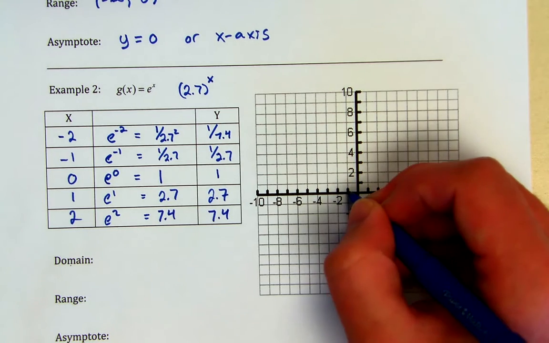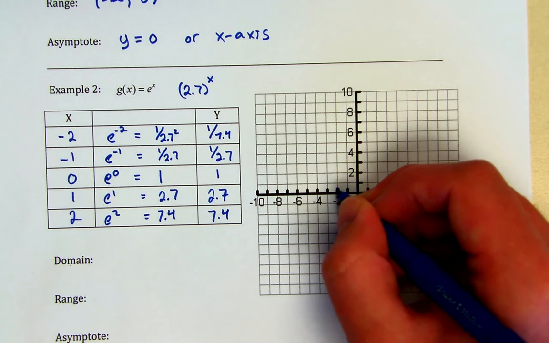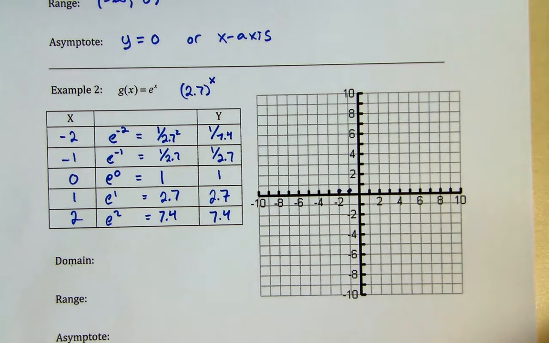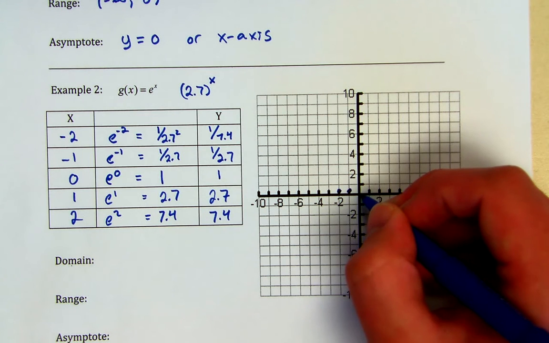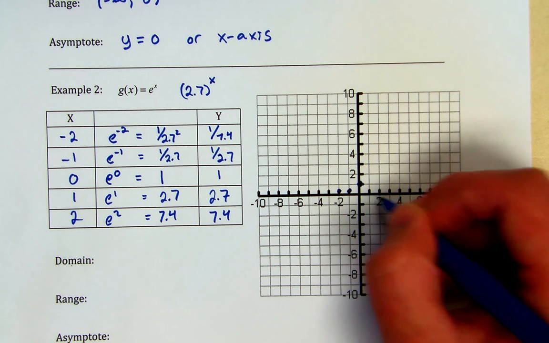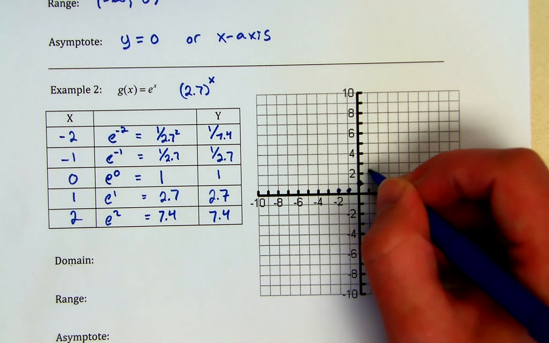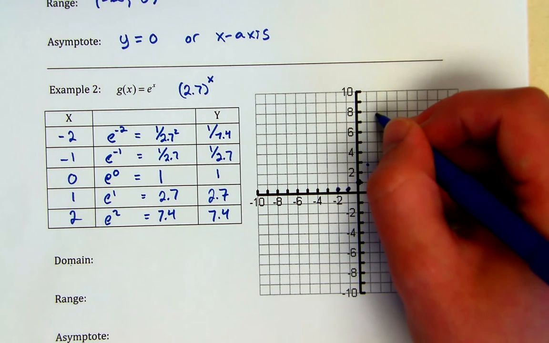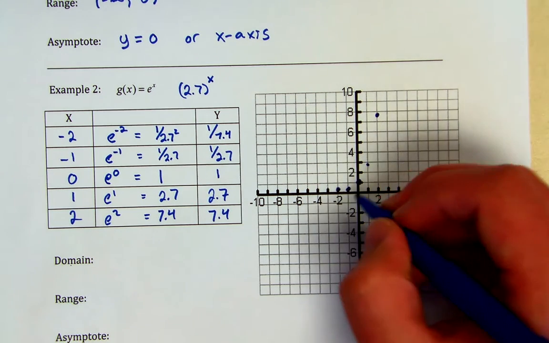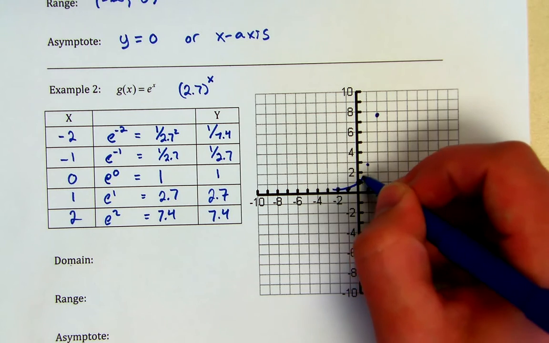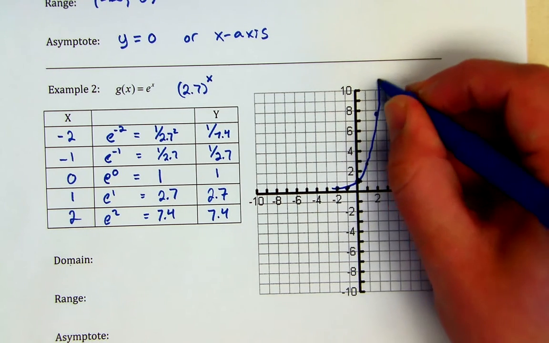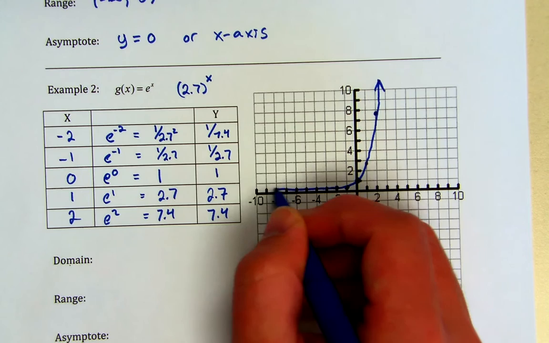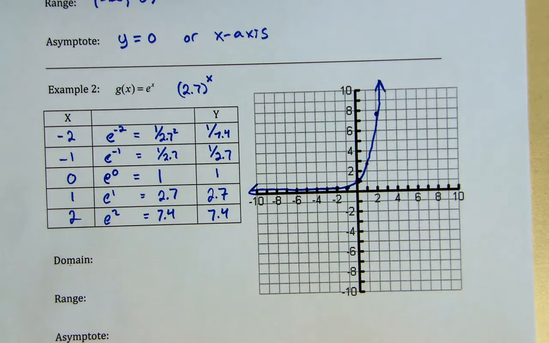Negative 2, again, we have a really small decimal. Negative 1, we have a really small decimal somewhere in there. At 0, we have 1. At 1, we have about 2.7. And at 2, we have all the way up to about 7.4. So we kind of realize that it has that curve. It's going up, and it'll keep getting bigger. As it goes to negative infinity, it's going to approach 0 but not touch it.